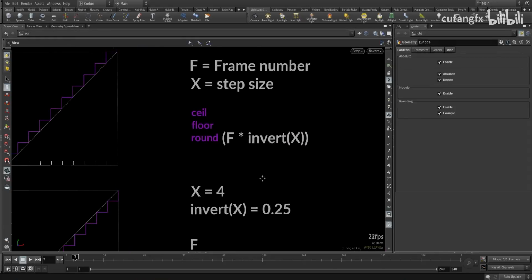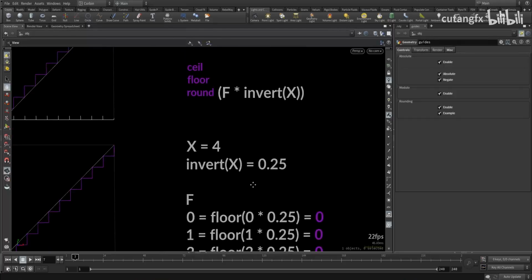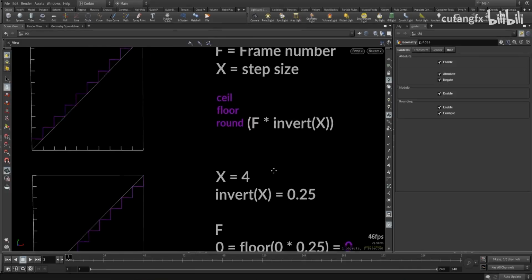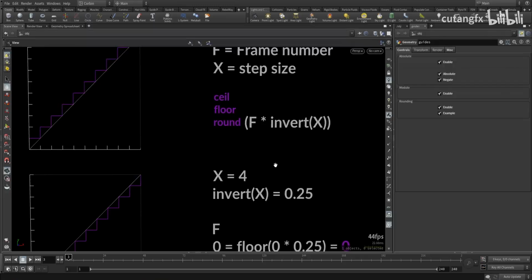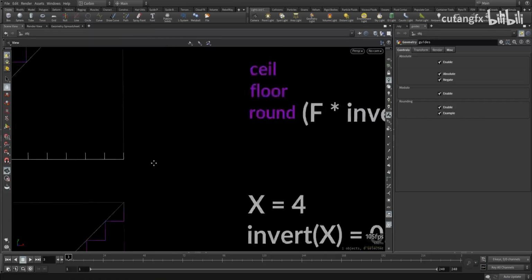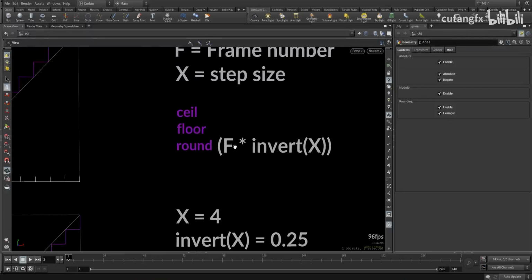After doing that, though, the frame number is just a float. Okay, so let's say I was on frame 3. That would be 3 times 0.25, so that would be 0.75. Okay, 0.75 is not a step. It's still on the linear line here. It would still be on the gray line. So we need to remember that after doing the multiplication, we then want to round the number.